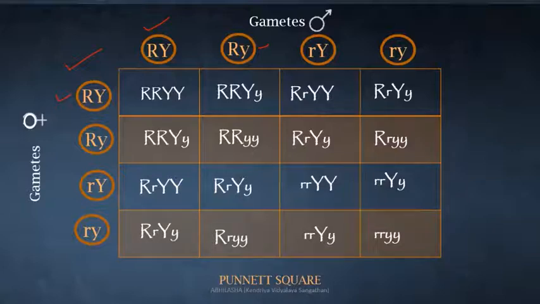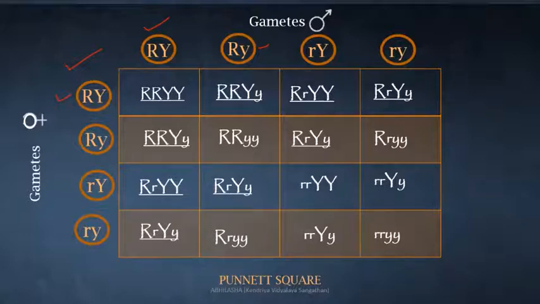Let's see how many both-dominant combinations we have. That is, at least one capital R should be present and at least one capital Y should be present. So we have 1, 2, 3, 4, 5, 6, 7, 8 and 9 such combinations which are dominant for both the traits. At least one capital R is present in these and at least one capital Y is present in these. So all of these 9 will have round and yellow seeds.